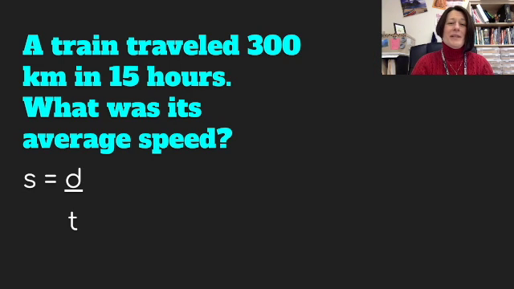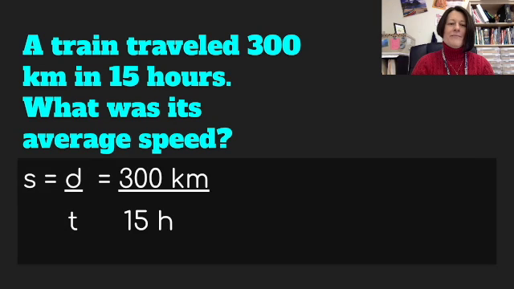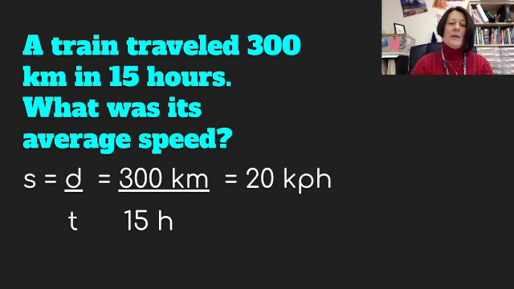So a question might be, a train traveled 300 kilometers in 15 hours. What was its average speed? Well, remember the first thing we always write down is the formula. So write down S equals distance over time. Then we plug in the numbers. We have for our distance 300 kilometers and for our time 15 hours. We then divide 300 by 15 and we get 20 kilometers per hour. Now, the P for per replaces the division sign in this case.